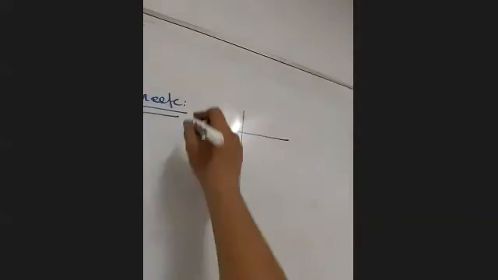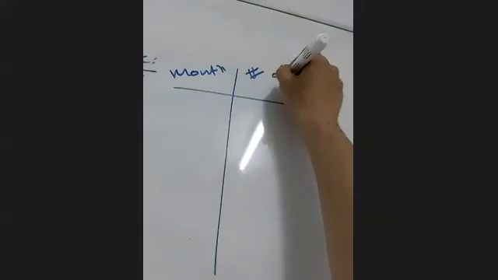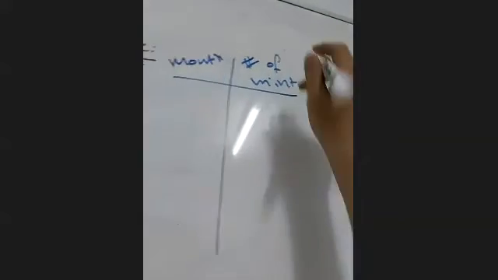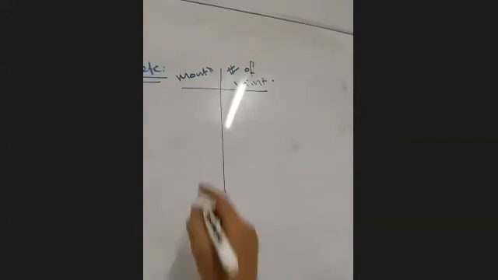February, March, April, and May. Number of minutes, right? Here month, and here number of minutes. Do not copy the table, guys. It's already done in your book.